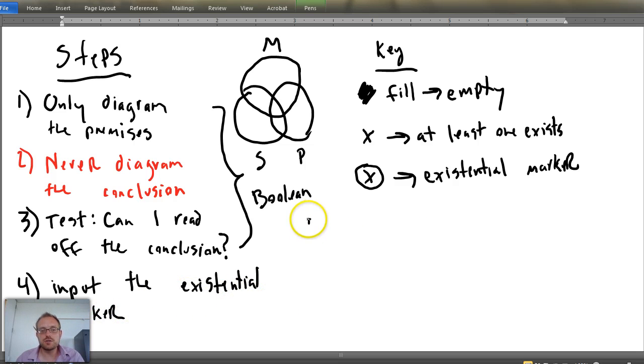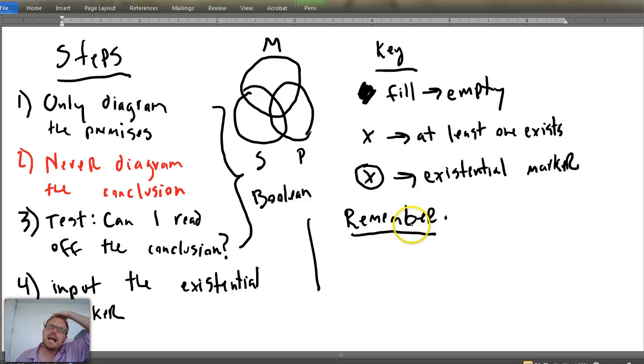Some of the things to remember too, some quick things to remember when you do Venn diagrams. And I think this may sound confusing as I'm just sort of writing it out here on this whiteboard, but after I go through the video, I think you're going to see it's pretty straightforward. It can become a little confusing, but if you just keep everything straight, you'll be all right. So remember, never diagram the conclusion. It's so important, I just put it right there.